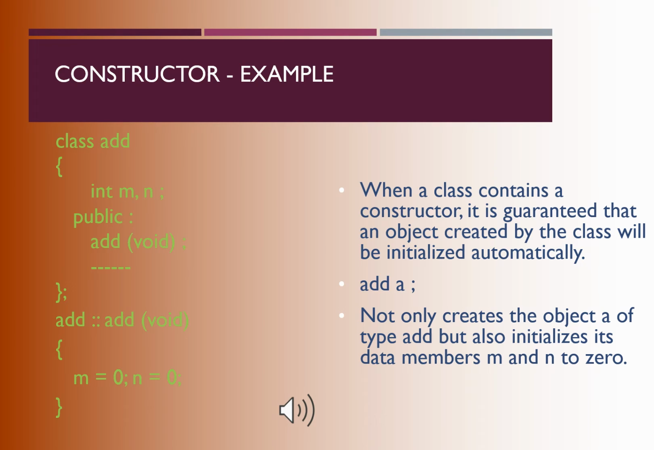Here is an example of a constructor. When a class contains a constructor, it is guaranteed that an object created by the class will be initialized automatically. Add is a constructor. It not only creates the object of type add but also initializes its data members M and N to 0.